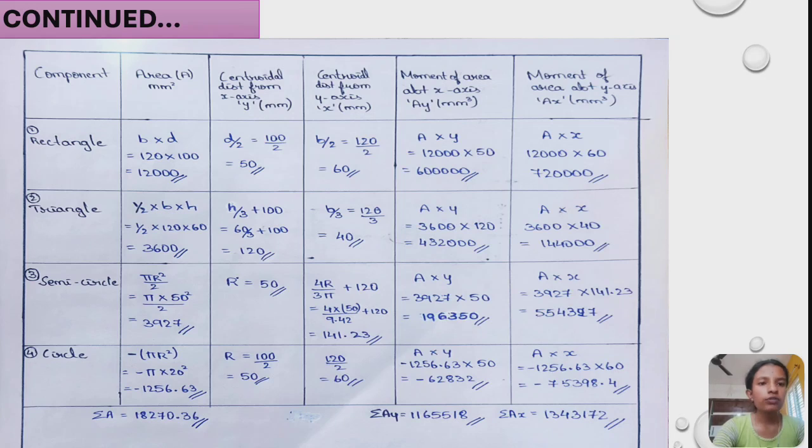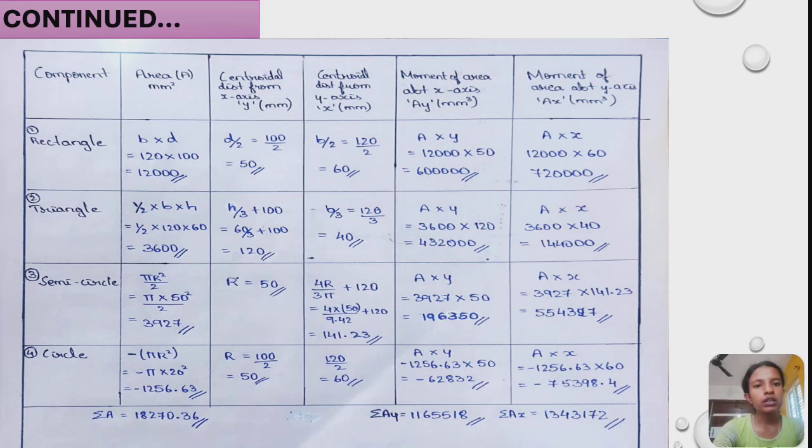Moment of area about x-axis, that is ay, for semicircle is given by area into y, that is centroidal distance from x-axis. 3,927 into 50, we get 1,96,350. Moment of area about y-axis, ax, is given by a into x. 3,927 into 141.23, we get 5,54,327.